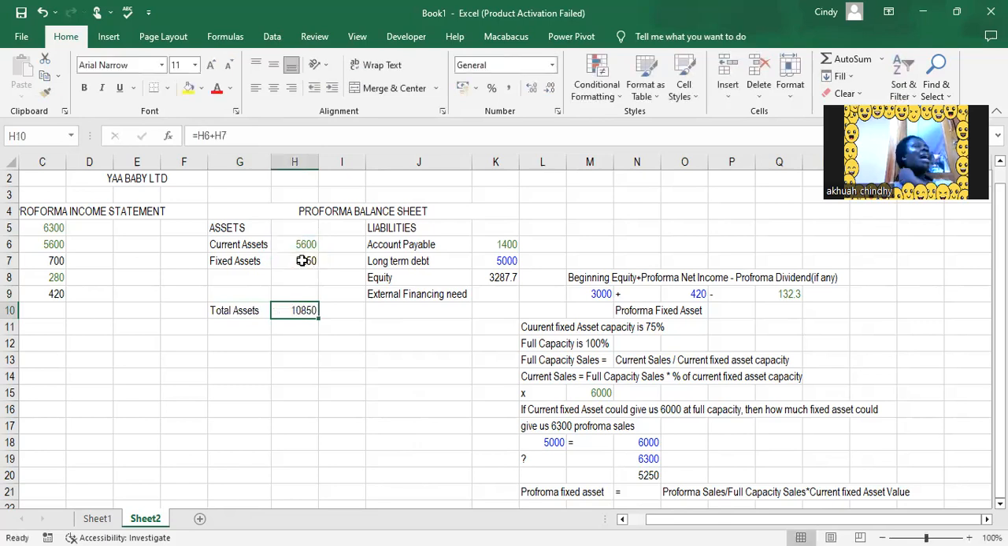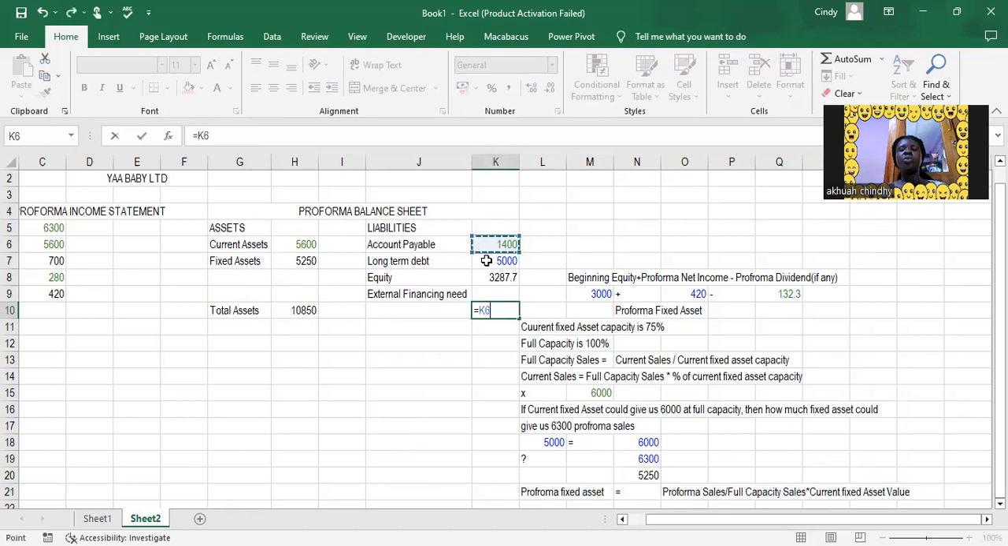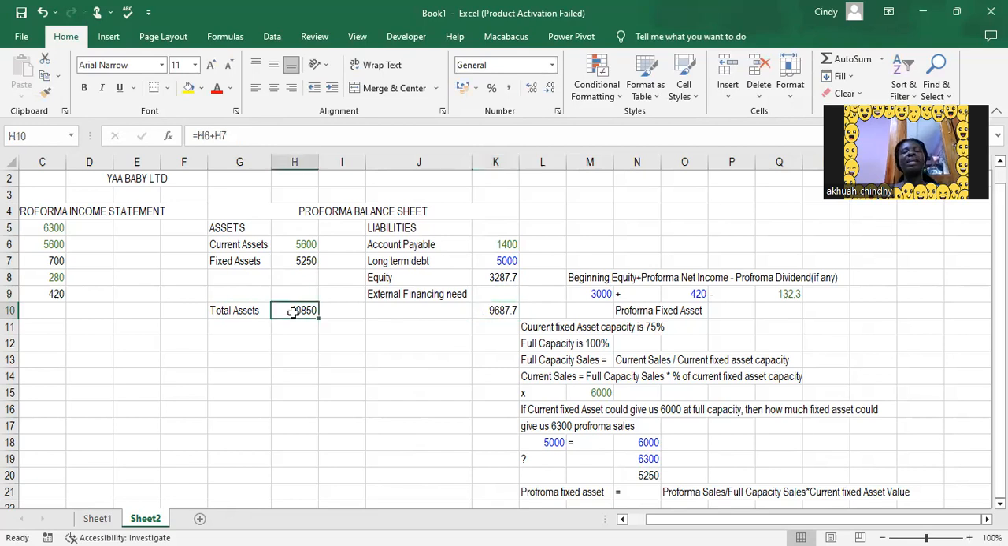But then we know that assets is equal to liabilities plus equity. But let's look at something. If we ignore the external finance, let's see if our account will balance. So this account payable plus this debt plus this equity, we see that this side is not equal to this. So it means that we will need external financing to support this 10,850 total assets. So that's why the external financing need comes in.